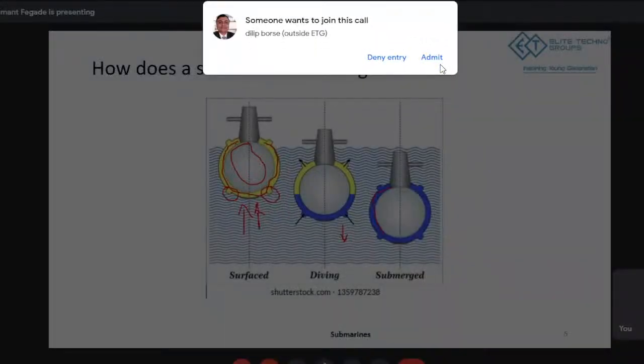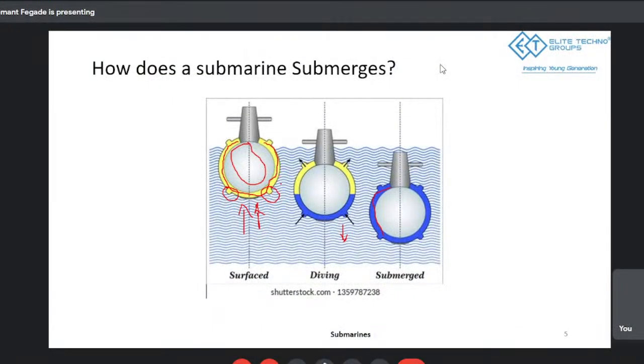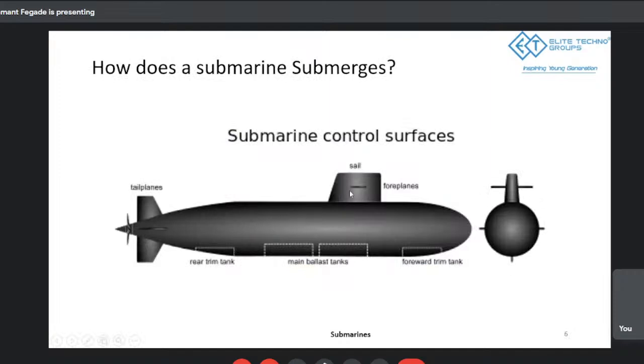So this empty hull, this empty surrounding around the actual submarine pressure hull, is known as the ballast tanks. Ballast tanks are basically an empty shell which we use to fill in water in order to make the submarine dive. There are four components these ballast tanks are divided into: the forward trim tank, two main ballast tanks, and the rear trim tank. So why are these ballast tanks segregated into these four different components, right?